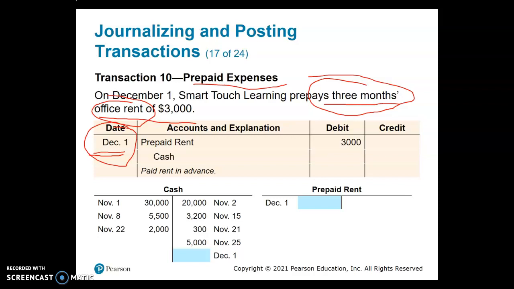Cash is going down. Cash is an asset going down because we've paid that rent with cash, so that will be your credit. Post it to the general ledger or the T account. Cash going down $3,000, prepaid rent, an asset, going up is a debit.